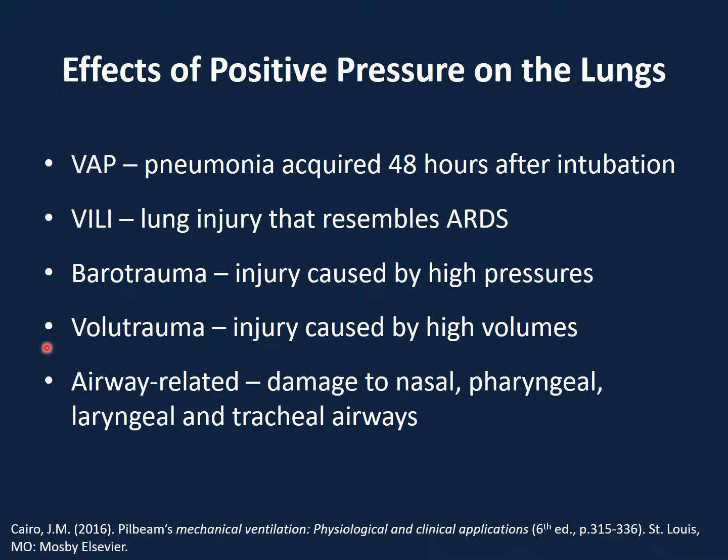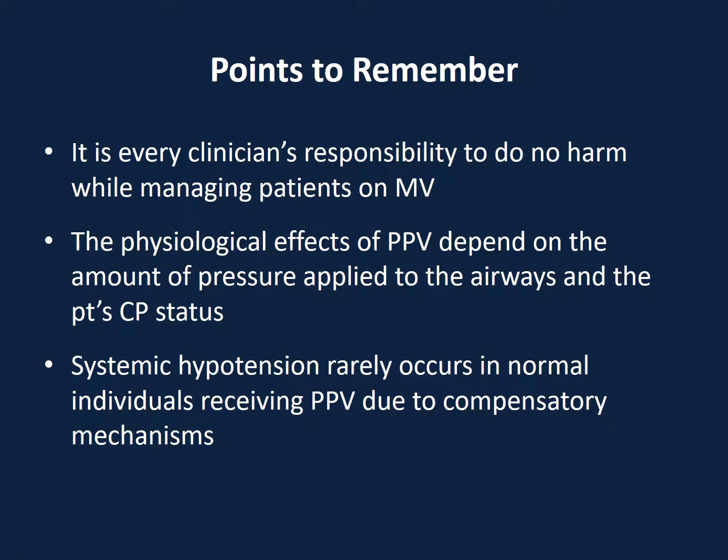Then two other traumas related to high pressures and high volume: barotrauma like pneumothorax, and volume trauma, which is highly related to VILI. Okay, so it's all about stretching or overstretching the lung units. Then the airway related ones are damage to the nasal or pharyngeal airways as a result of the intubation, the presence of the endotracheal tube, and also the airway suctioning process. Okay.